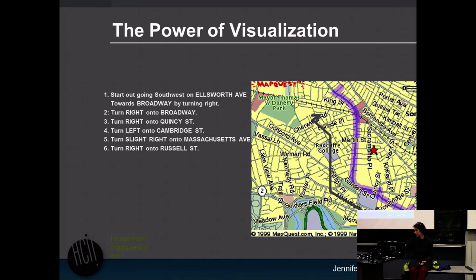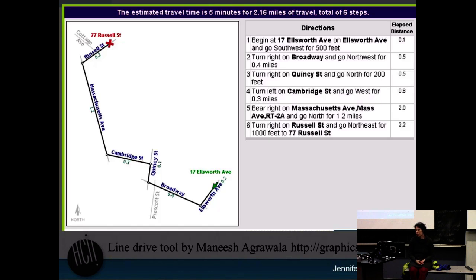Now, here's the thing. So that's the route I'm taking, this gray route, okay? There are ways to show this information that are far more amenable to a quick glance than what we're used to. So this is a tool called Line Drive, which was actually available on the web for a while. I don't think it is anymore. And what it's doing is it's showing the key landmarks that you need in order to place yourself, and it's removing a lot of other visual clutter that might make it harder to follow what's going on.